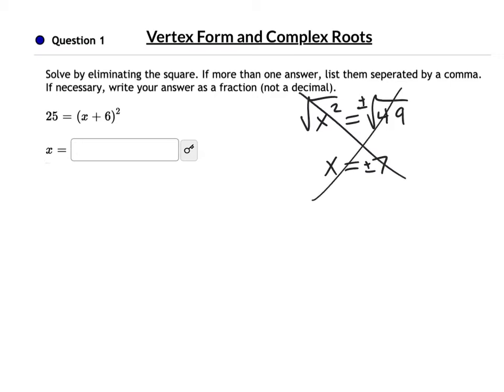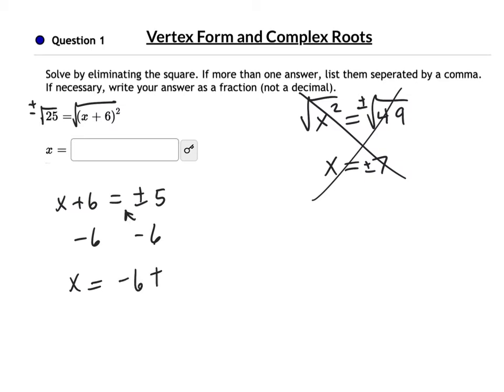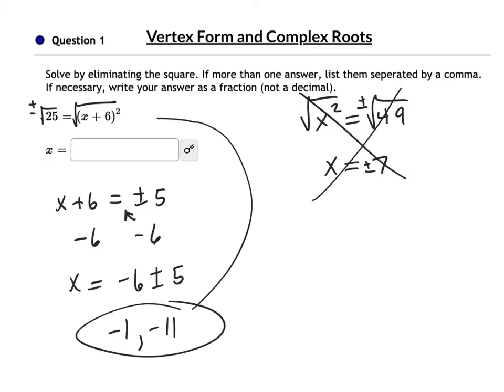But what I'm going to do is get rid of the square by taking the square root. So I'll take the square root of both sides. Opposite the variable side, I'll put a plus and a minus. And what I have is, I'm going to turn it around, x plus 6 equals plus or minus 5. I'll take a 6 off each side, x will be, I'm going to pop that in front, negative 6 plus or minus 5. Negative 6 plus 5 is negative 1. Negative 6 minus 5 is negative 11. And if I plug those in the original equation, I'll see that they work.